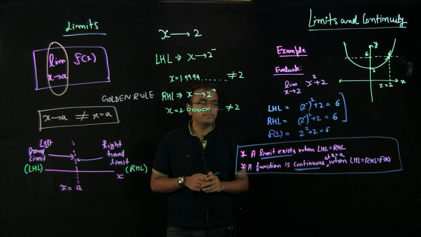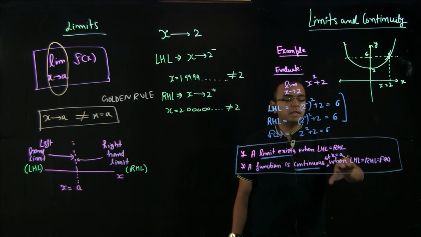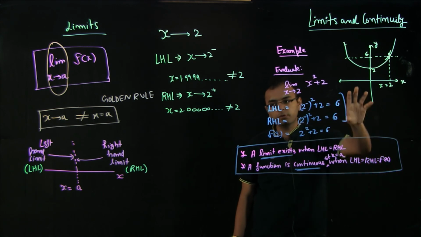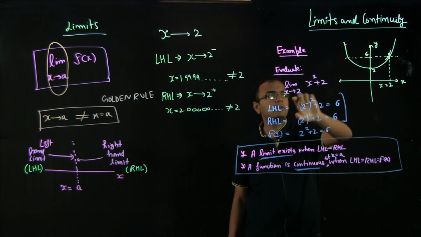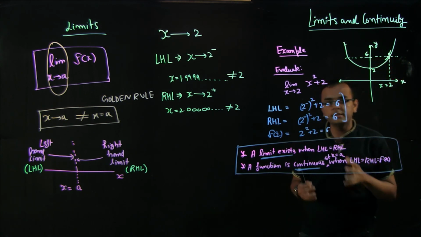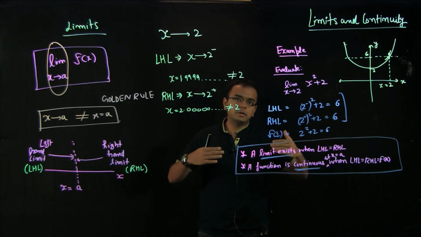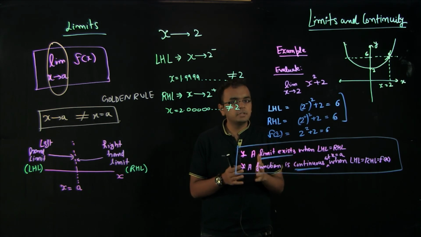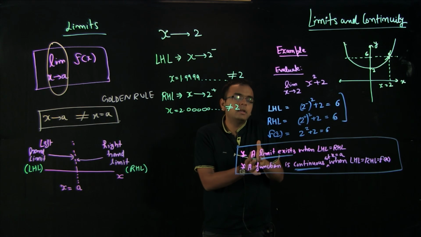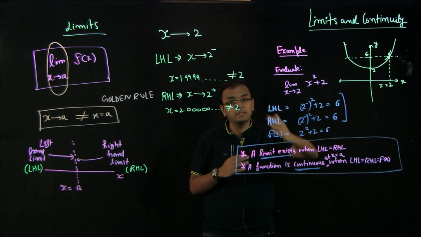Now, a function is continuous at x equal to a when LHL is equal to RHL equal to f of a, which is true for x square plus 2, where at x equal to 2, left hand limit is equal to right hand limit is equal to the function value. And what does it physically mean in terms of an understanding is that the two values are approaching the value of the function from the left hand side and the right hand side, and hence the graph is continuous. There is no discontinuity or there is no break in the graph.